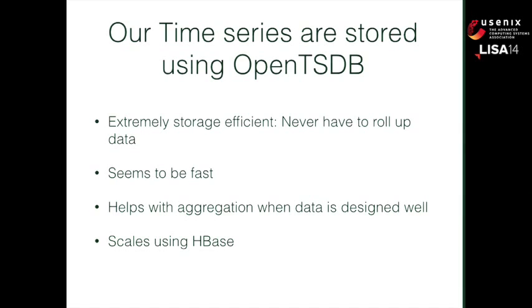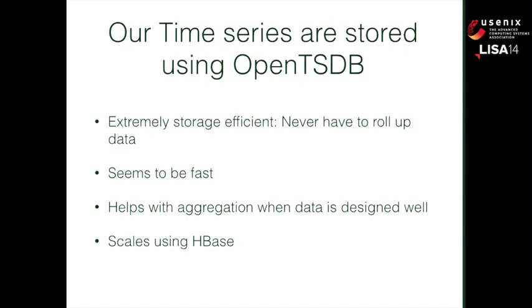We store the time series in OpenTSDB, which is an open source time series database. I like it for a few reasons. It's extremely storage efficient. So my plan is to never roll up data. That's one of the things that turned me off from Graphite. So we send about 15,000 data points a second currently to the system, and that grows unreplicated about 3 gigabytes a day. That means that we're never going to roll up the data.